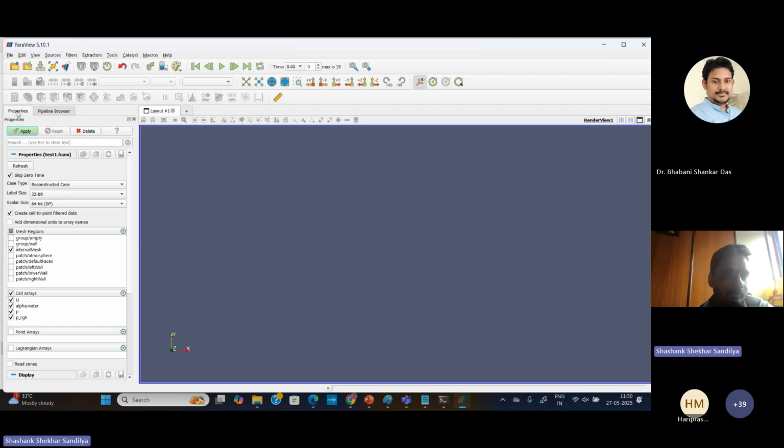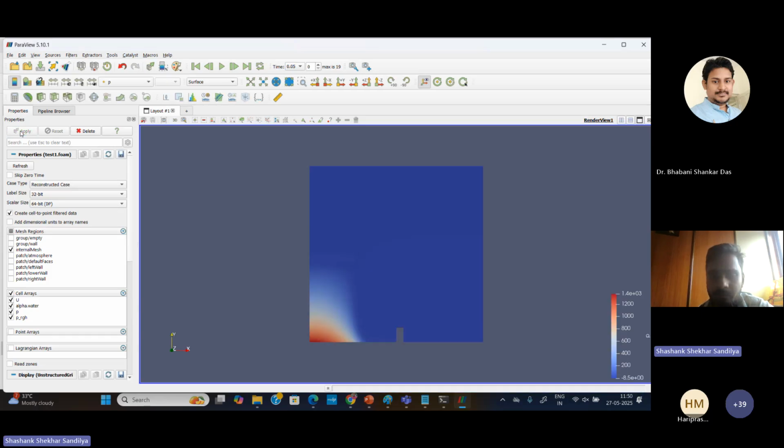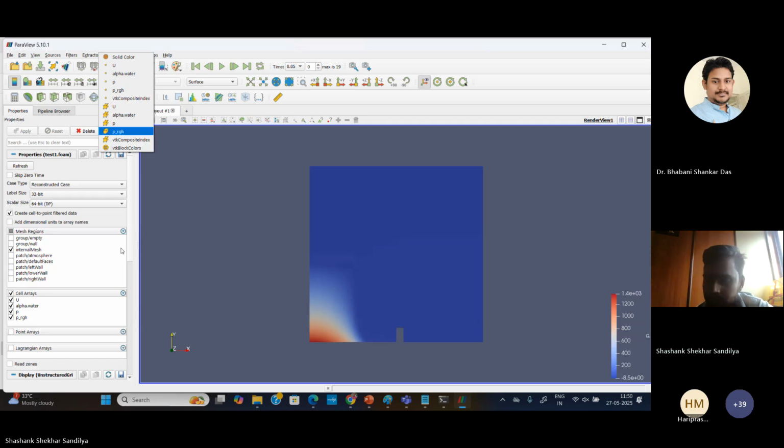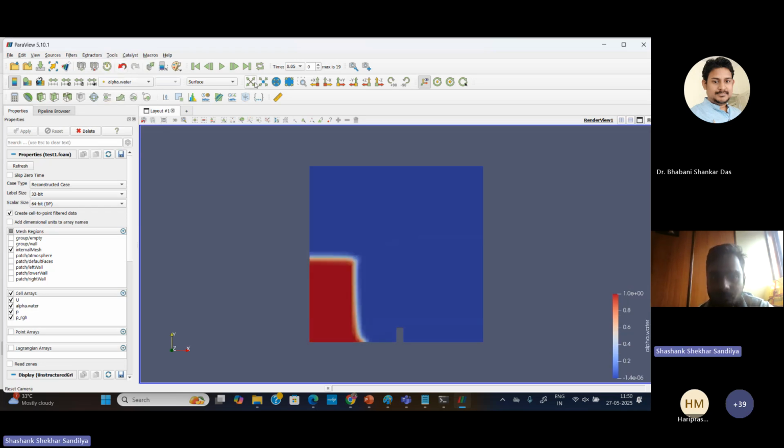So here, if you apply that, we get this condition. Here these are the fields: U, alpha, p, p_rgh, and gh. The fields we have defined in the constant folder are only U, alpha.water, and p_rgh, gh. So these fields are present here. So let's see how alpha.water changes.